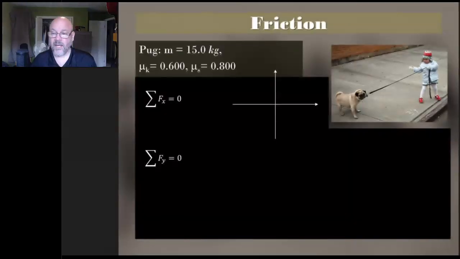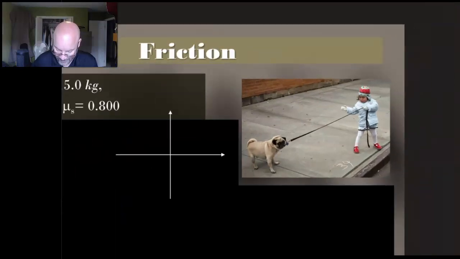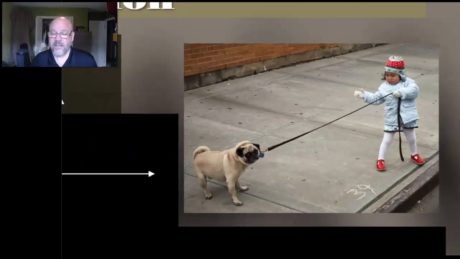So here's a little pug, and let's zoom in on our pug here. And this little girl is trying to pull the pug. And let's suppose, just to make the physics and the math easier, that the pug is actually sliding, and there's a coefficient of kinetic friction there. And we want to know what has to be the tension in the rope.